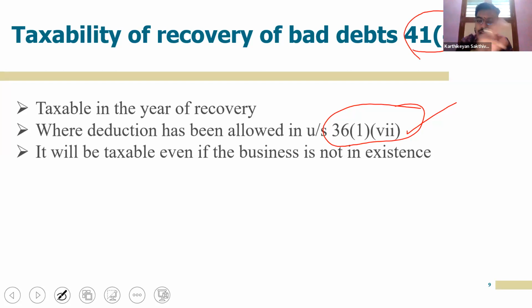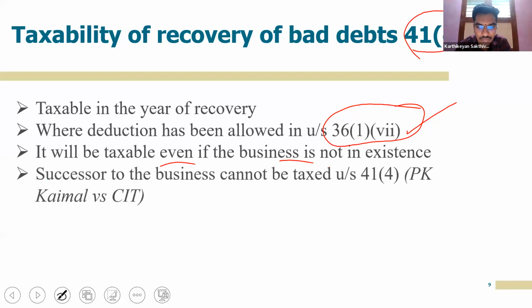For bad debt written off, one condition is that the business should be in existence. Only in such case can you claim the bad debts. But for recovery of bad debts, there is no such condition. Whether or not the business is in existence, it can be taxed in the year in which the bad debt is recovered, right? Earlier we saw that a successor to the business can claim the deduction, correct? But the successor to the business here cannot be taxed.